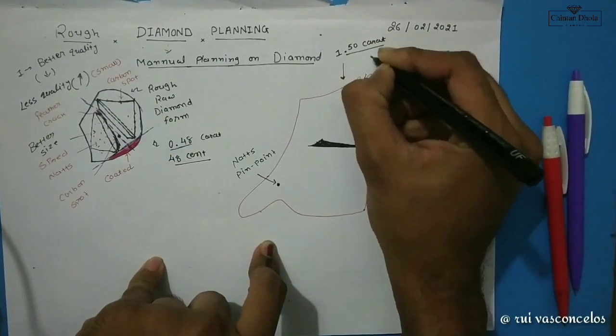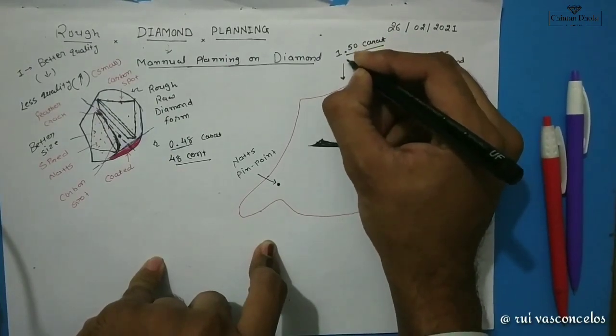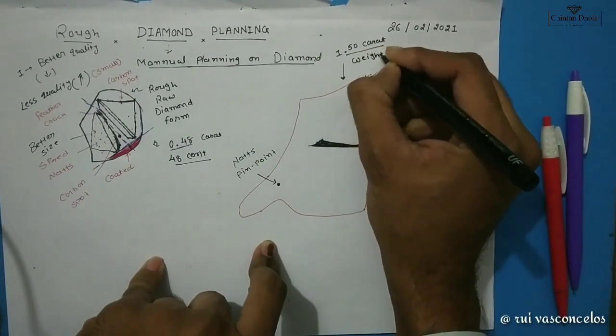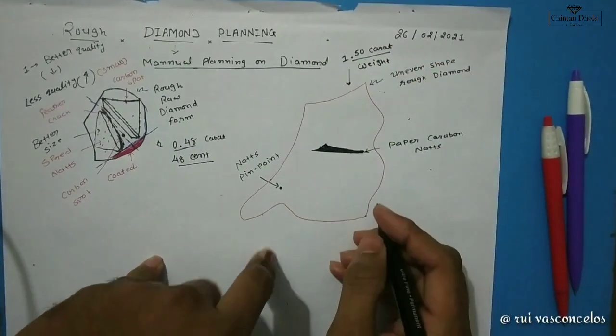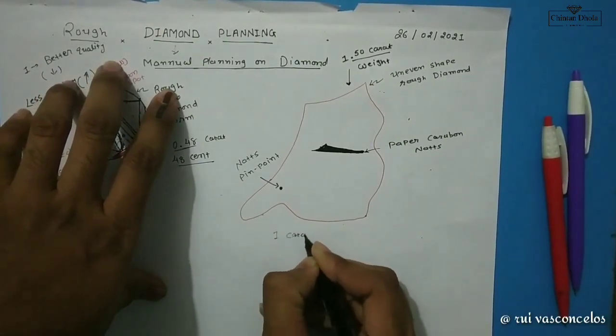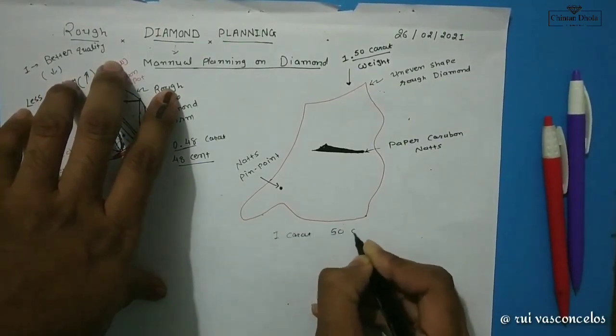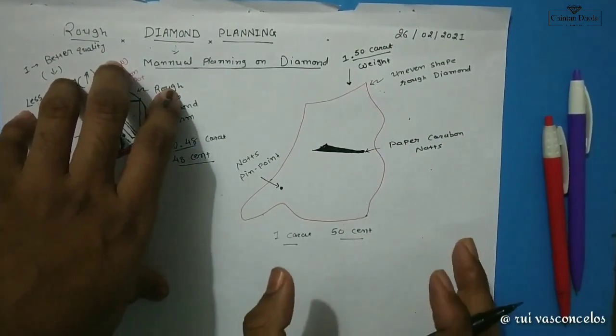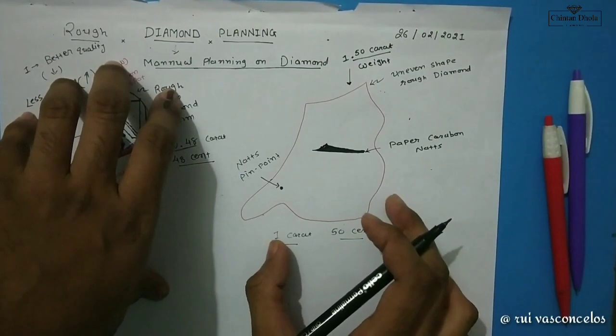Okay, so we have to just take one example. This rough diamond's total weight is 1 carat 50 cent. We can also rewrite it as 1 carat and 50 cent. Okay, now we have to do a process on it.